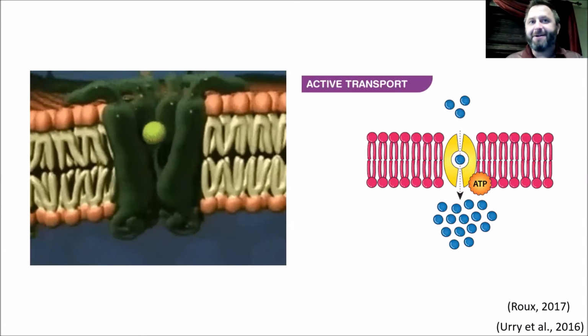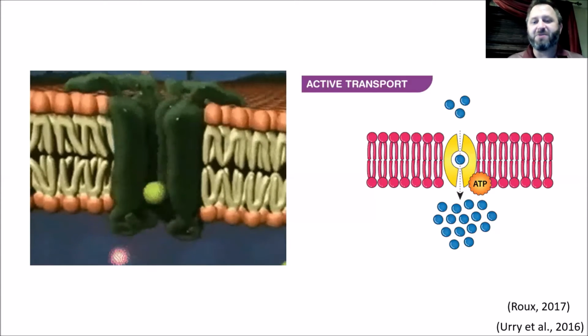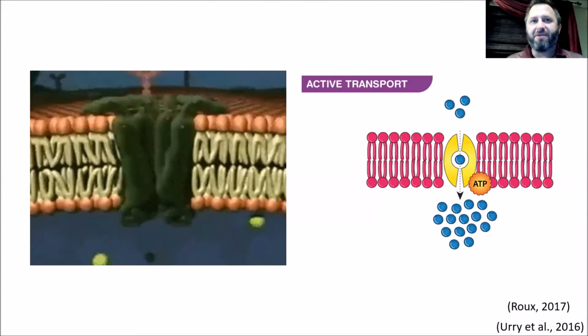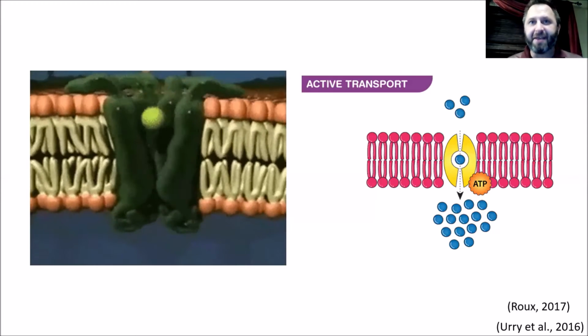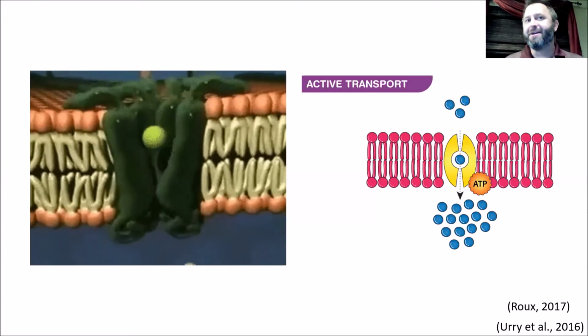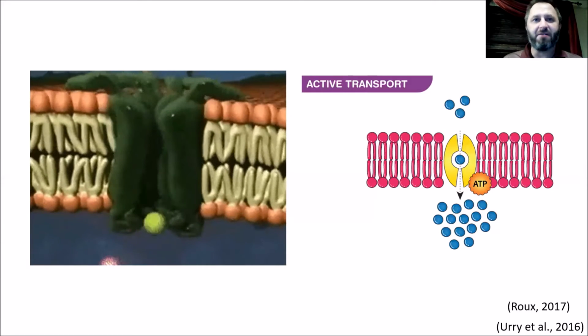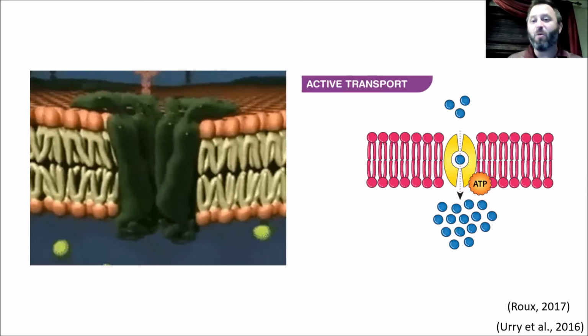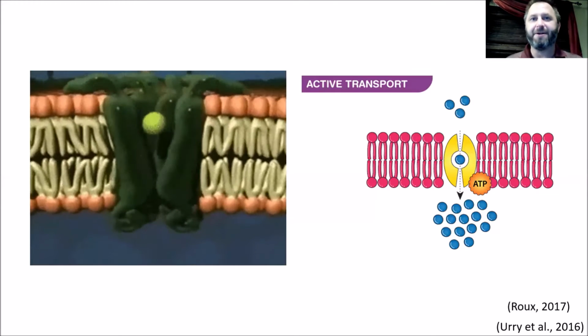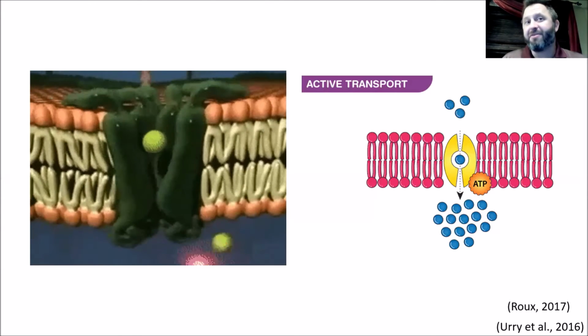In this case, with some of these, we are able to move the substrate against that concentration gradient. So active transport allows a cell to really maintain the concentration of a gradient, keeping one side higher and one side lower, and really one that's different than the surroundings.